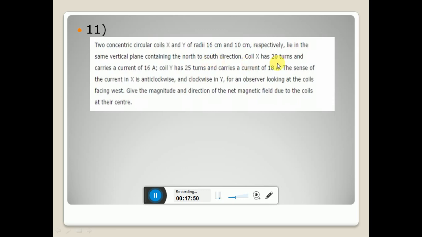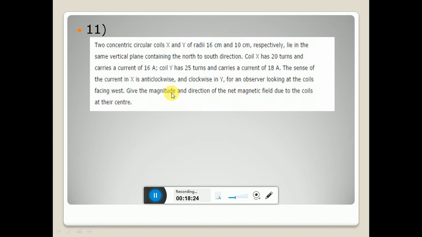Coil X has 20 turns and carries a current of 16 amperes, and coil Y has 25 turns and carries a current of 18 amperes. The sense of current in X is anti-clockwise and in Y it is clockwise, for an observer looking at the coils facing west. Give the magnitude and direction of the net magnetic field due to the coils at their centers.